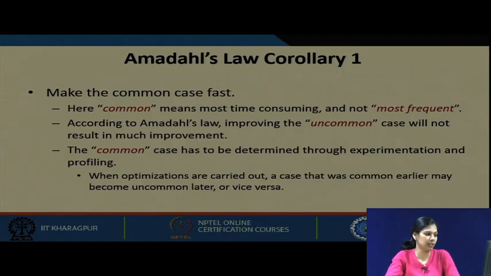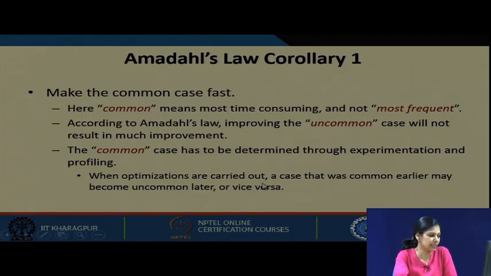So, according to Amdahl's law, improving the uncommon case will not result in much improvement. Rather, if we make improvement on the common case, the improvement will be much more. That means, the portion of the task which is taking more time, we will try to improve that part, rather than the one which is more frequently used, because what is most frequently used is not taking much time.